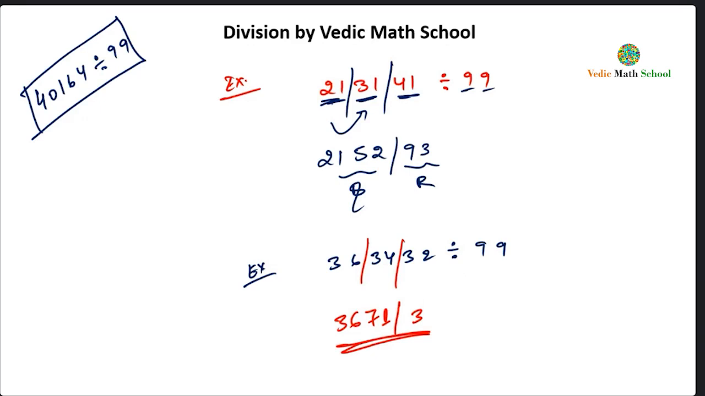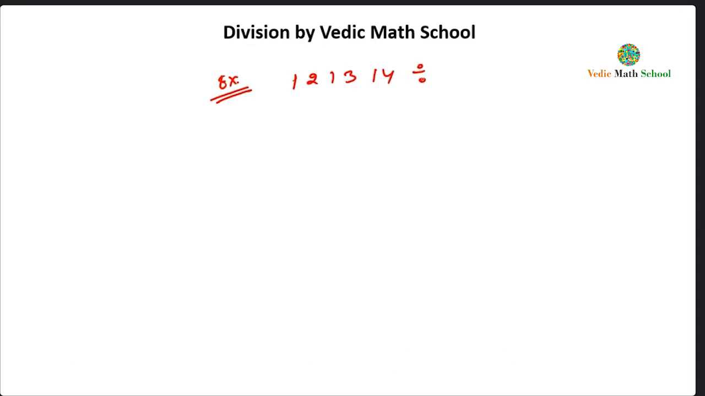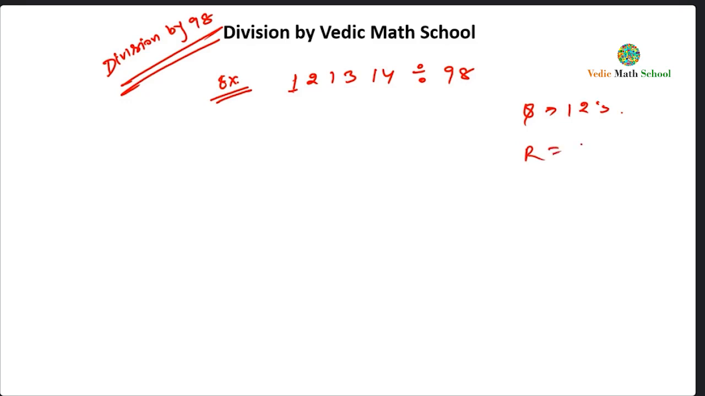Let's take one example, the same question: 121314 divided by 98. The headline is division by 98. This is the division. Quotient will be 1237 and the remainder 51.